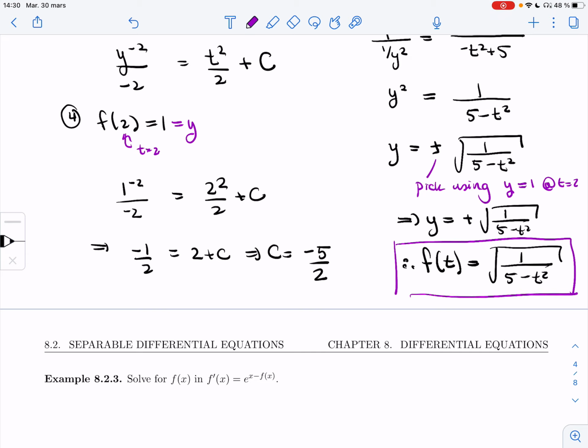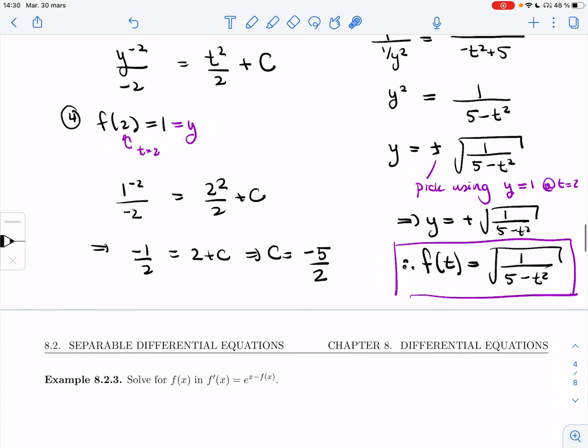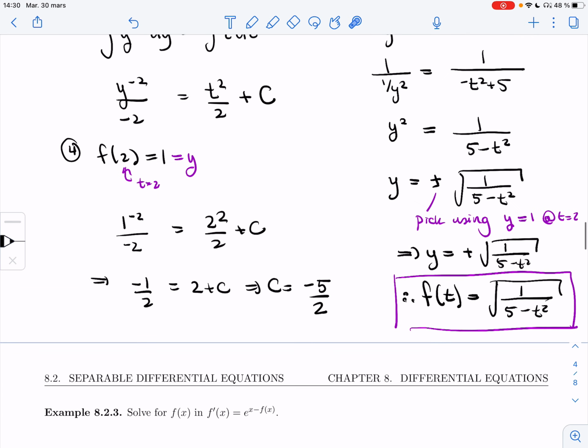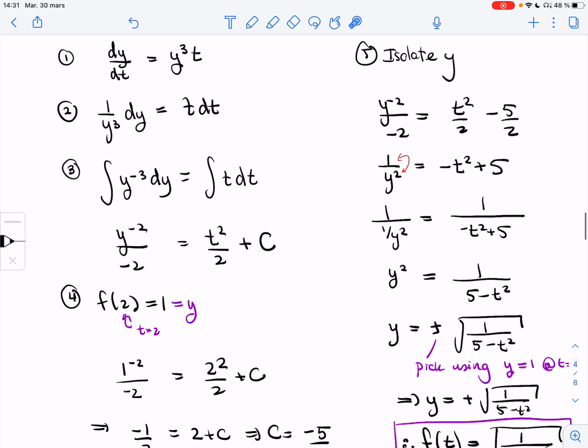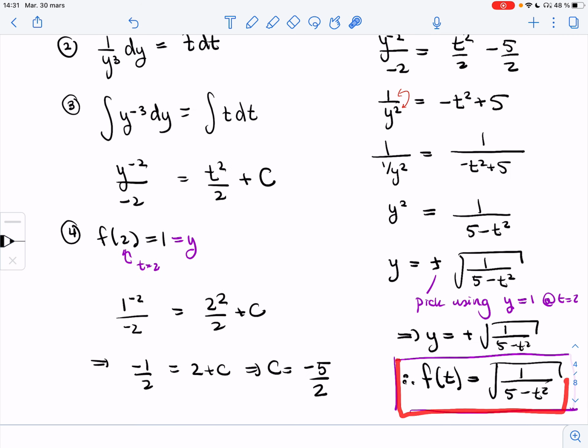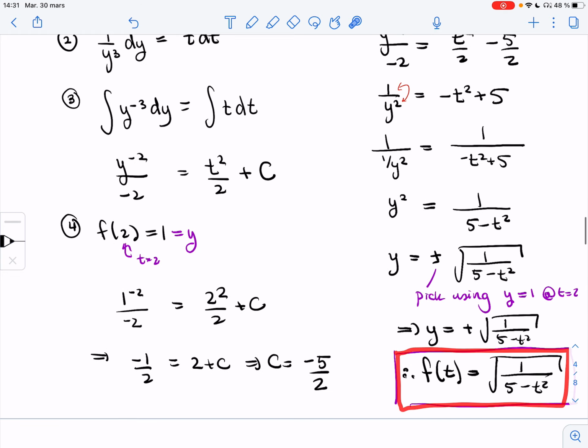All right. Let me do the next problem as well, just to show you the difference. In the problem we just did, we were given an initial condition. We were told that f of 2 is equal to 1. So when you're given this, you're looking for a particular solution. You're looking for a specific function.